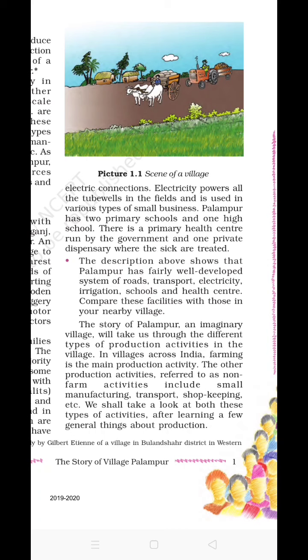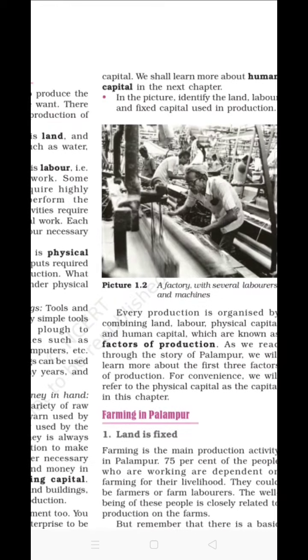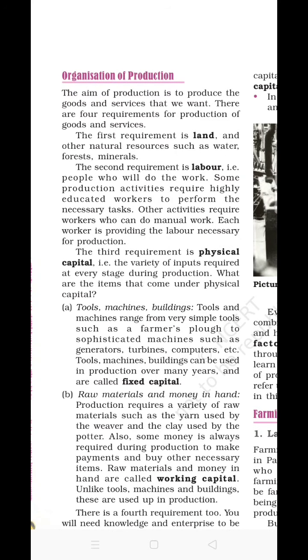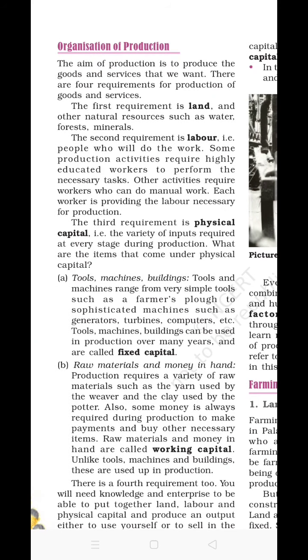So what are the people of Palampur doing? Their main occupation, as we have already discussed, is farming. So now we are going to discuss the organization of production, how they organize the production activities used for farming. While thinking of production, the first thing that comes to mind is land. Definitely to grow crops we need land. If we don't have land, we are unable to do any activity regarding farming.